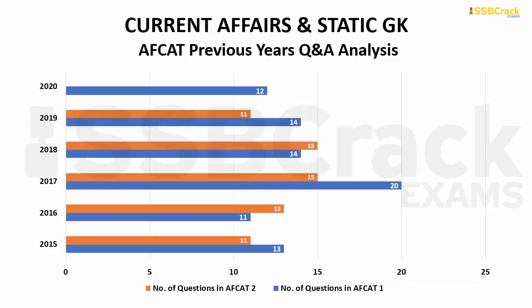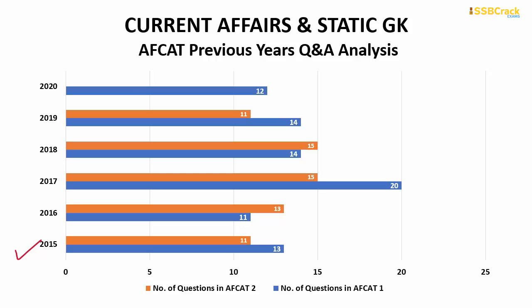So let's start. The very first analysis that we are going to do is for current affairs and static GK, and in analysis of previous year papers of AFCAT examination, we have included the papers from 2015, both papers, since AFCAT happens every year twice, and we have started it from 2015 AFCAT 1 till 2020 AFCAT 1, right?